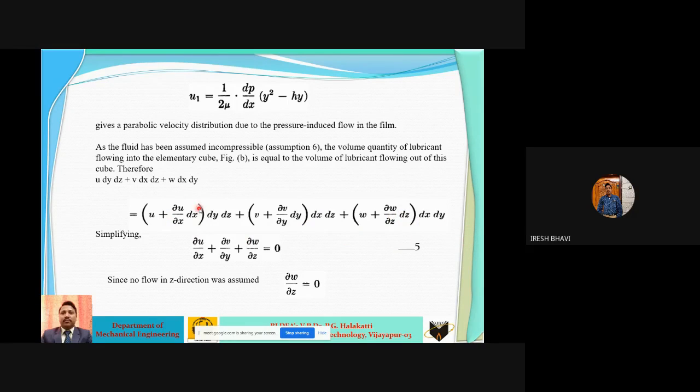Now upon simplification again we get du by dx plus dv by dy plus dw by dz is equal to 0. This has happened because there is no flow in x direction. We have assumed that there is no flow in z direction, hence it means there is no end leakage. It is assumption number how much?